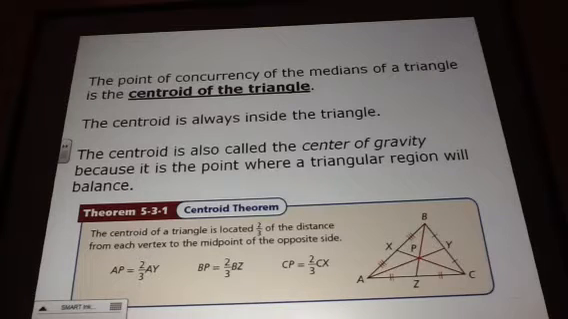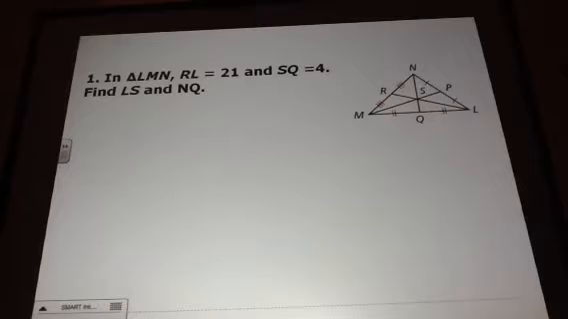So we have our centroid theorem here, and what this is stating is we have median AY. So the segment from the vertex to the centroid, segment AP, is 2/3 of the median AY. Same for here. We have median BZ. So segment BP, from the vertex to the centroid, is 2/3 of that median. So let's apply this.